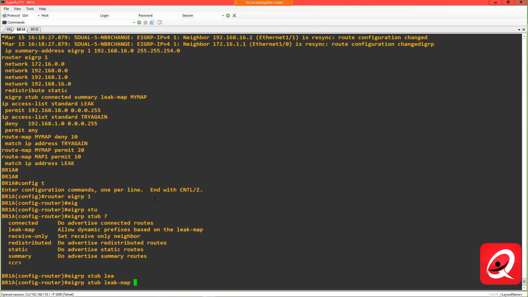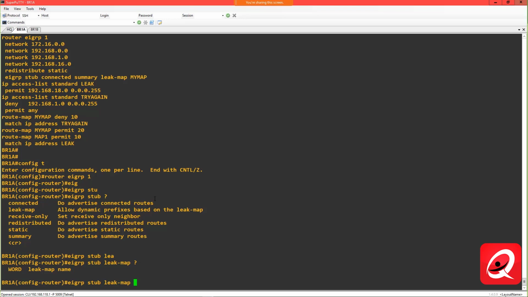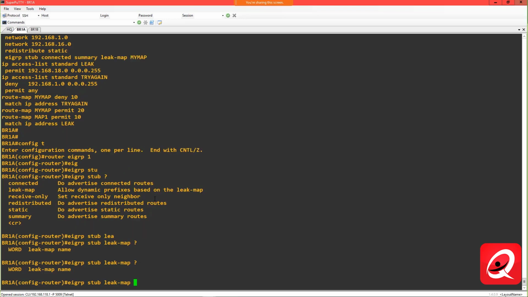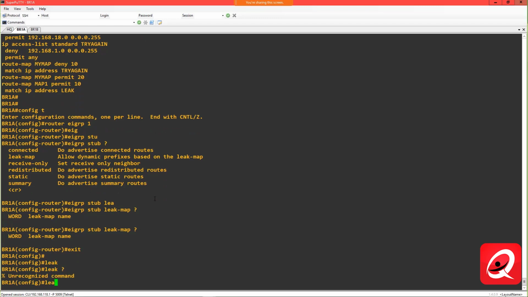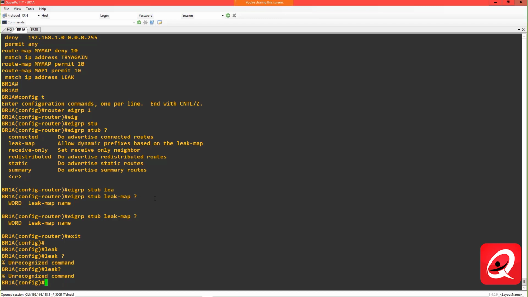I just want to see what we're referencing here. Leak map name, which should be a route map. Because there's no option in global config to create a leak map. There's no such thing as creating an actual physical leak map. So I'm not sure why it's not working. I'm going to have to do a little bit of research on this and maybe figure it out.